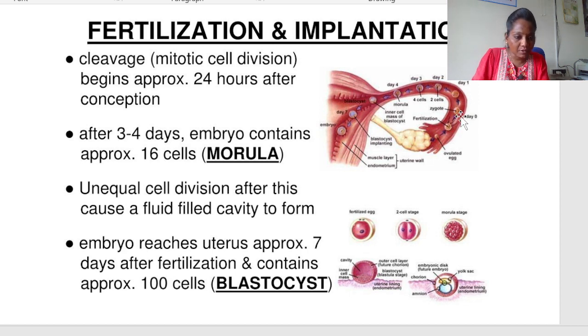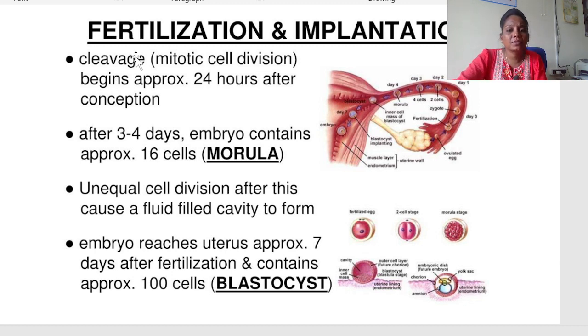Slowly it will travel to the ampulla of the fallopian tube, and there the sperm penetrates into the ovum and forms one cell. So that is called fertilization. When both these two are fused together, then we call it fertilization.